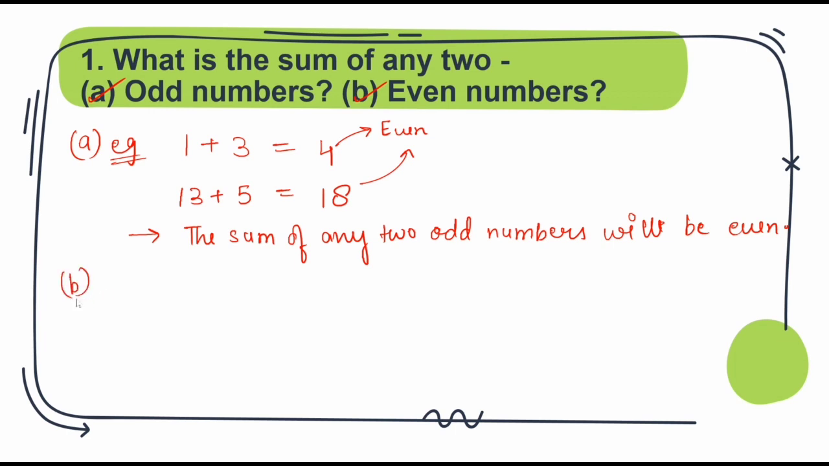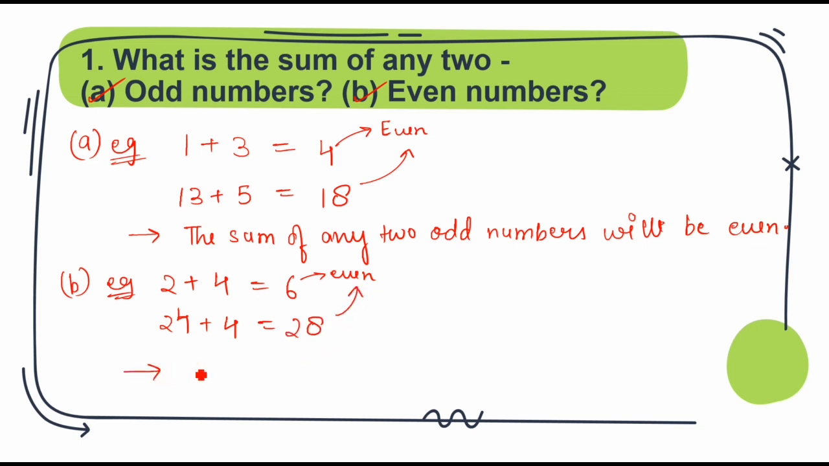Now the B part says if we add any two even numbers. Now two even numbers, let's say an example is 2 and 4. Okay, so if I add 2 and 4, I'm getting 6, right? And this is an even number. Now if I take another example, let's say 24 plus 4. Okay, if I'm taking these two numbers, 24 plus 4, so 24 is also an even number, 4 is also an even number. Okay, and then 24 plus 4 is 28, which is again an even number.